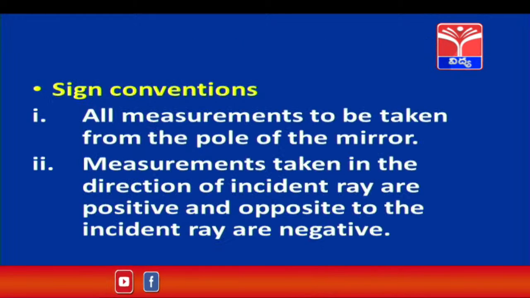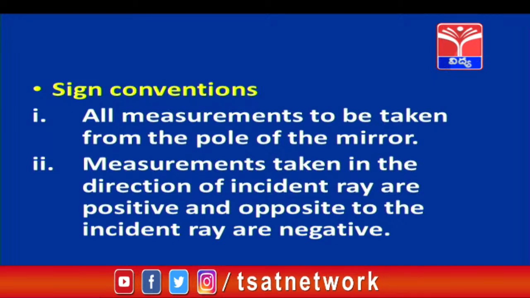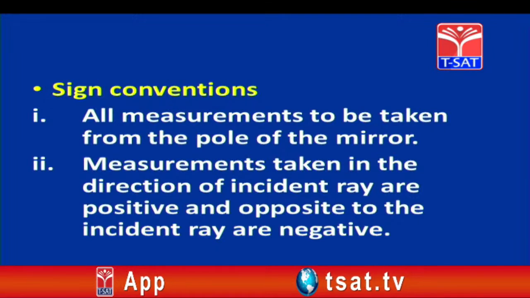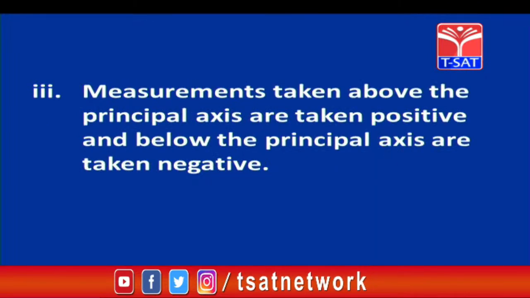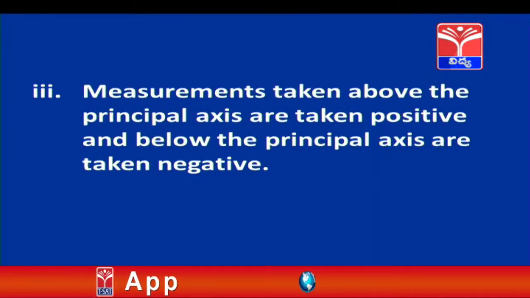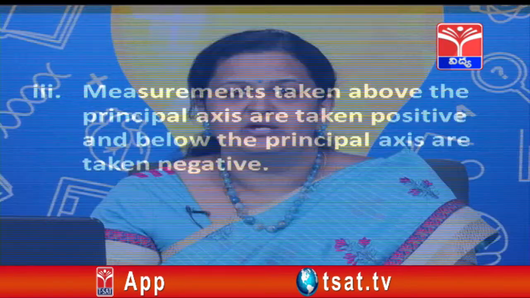Then we have learnt about sign conventions, very important for us. The first rule of sign convention says all measurements are to be taken starting from the pole of the mirror. The second rule says measurements taken in the direction of the incident ray are positive and in the opposite direction of the incident ray are negative. Measurements taken above the principal axis are positive and below the principal axis are negative. So, measurements in the upward direction are positive, measurements in the downward direction are negative, very simple.